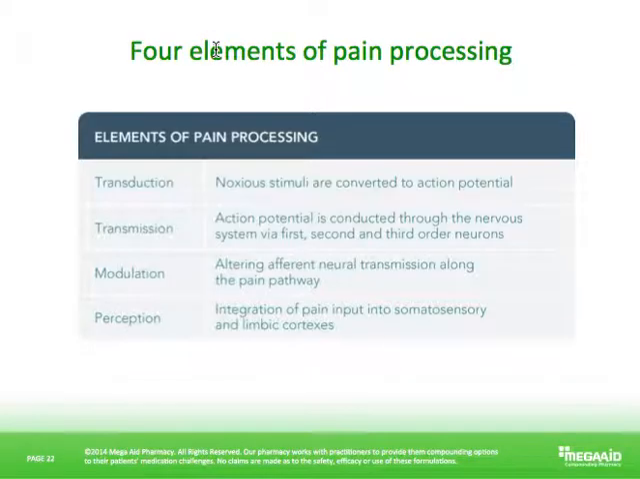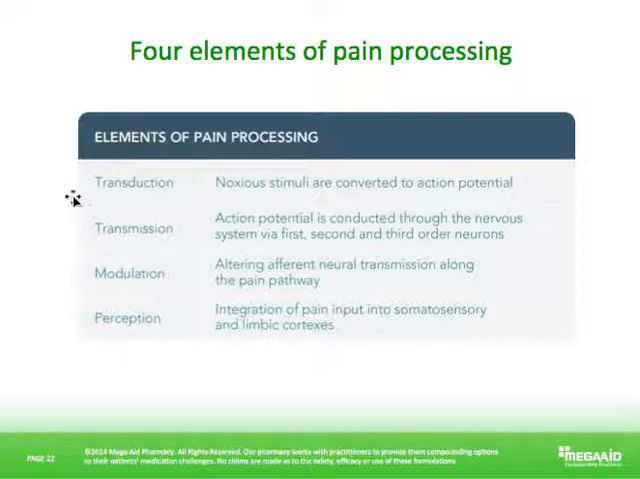So let's look at the four elements of pain processing, and let's go through them together so that you understand how pain gets transmitted in your body. What happens to the pain signal from the time that you burn your hand on a stove to the time where your brain consciously recognizes that this sensation that I'm currently feeling is a feeling of pain? What stages of pain processing actually occur? So there are four elements that you should be aware of.